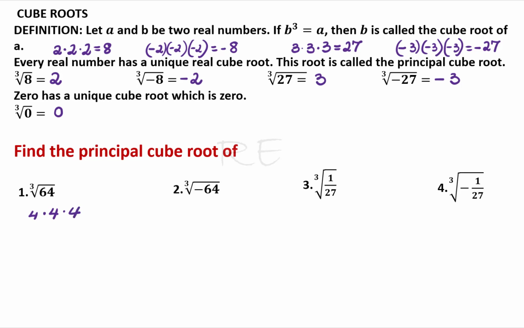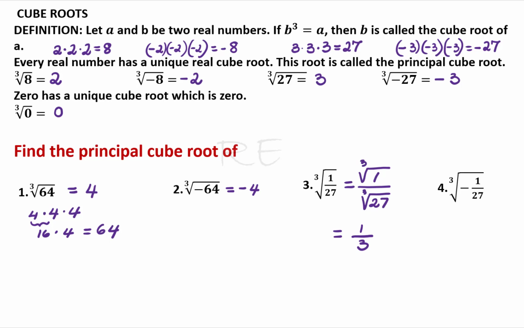Since 4 times 4 times 4 is 64. 4 times 4 is 16, times 4 is 64. Cube root of 64 is 4. Similarly, the cube root of negative 64 is negative 4. Cube root of 1 over cube root of 27. Cube root of 1 is 1, and cube root of 27 is 3. Cube root of negative 1 over 27 is negative 1/3.